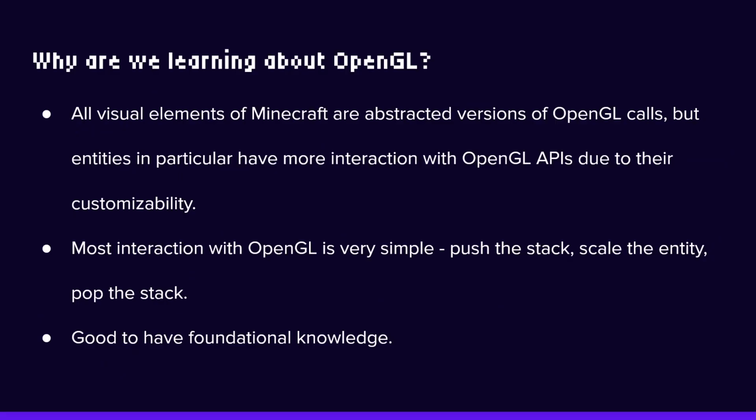Why are we learning about OpenGL? So every visual element in Minecraft, literally everything that you see in the game window, is an abstracted version of OpenGL calls. Everything is displayed with OpenGL. And you would see nothing if there was no OpenGL. So entities in particular have a lot more access to OpenGL because they're more customizable versus blocks where you just have a JSON model and that's it. So most interaction with OpenGL is just pushing the stack, making an adjustment, and then popping it. That's all you really do.